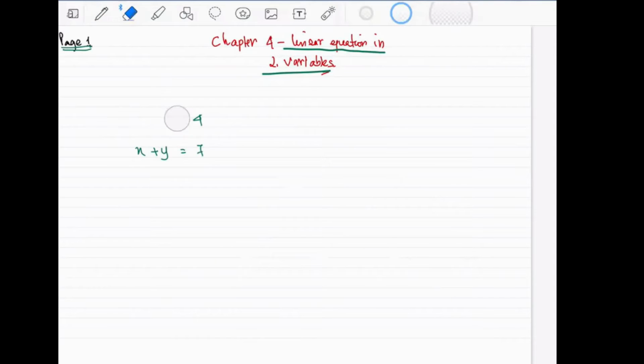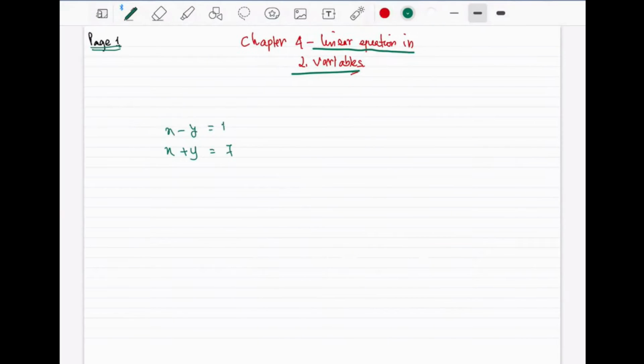Okay, better start with the easier one. x minus y is equal to 1. Okay, so we have got two linear equations here. We have two variables in them also. We have x and y. Another type of linear equation, the basic type that you have learned in class 9, it looked like this, right?